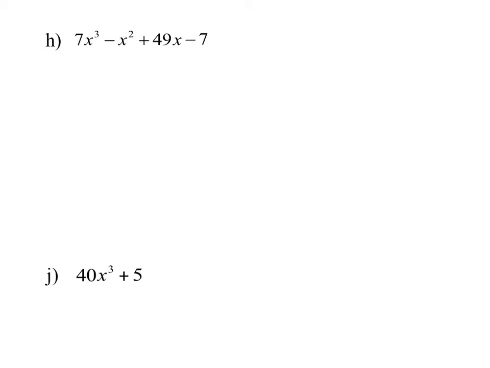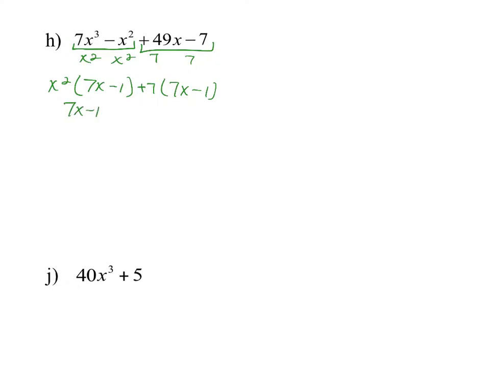Let's hope this one works out better than the last one. So I'm going to pull out an x squared as my GCF. It's going to give me 7x minus 1. And here I'm going to pull out a 7. And that's going to give me a 7x minus 1. Okay, looking good. 7x minus 1, x squared plus 7. X squared plus 7 looks different, but there is no method there. It's not perfect squares or perfect cubes. So you're done.